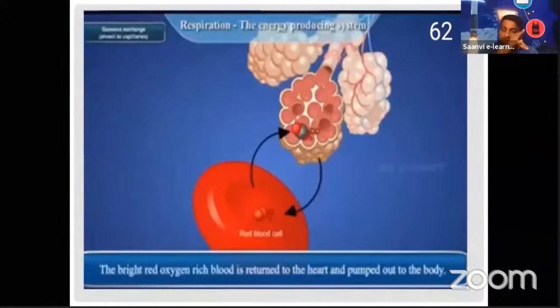Then that oxygenated blood reaches the tissue level. There this oxygen is utilized for cellular respiration. As usual, it releases energy and produces water and carbon dioxide. There is no need for carbon dioxide in that place, so the carbon dioxide is brought back with the help of the blood to the lungs. Then at the lungs, the exchange takes place again: carbon dioxide to the lungs and oxygen to the capillaries.